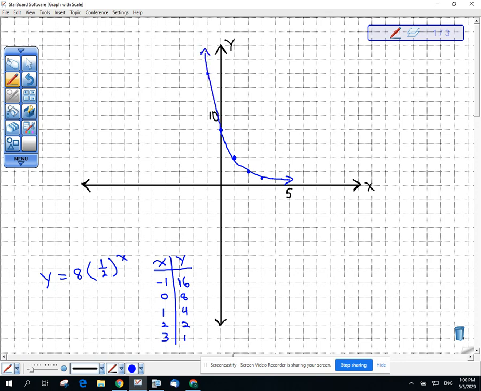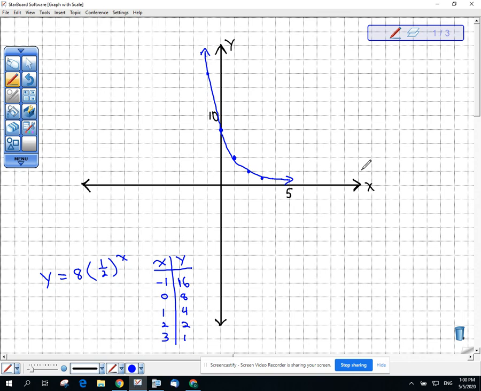Show that curve, use arrows to show that it continues in those directions, and definitely make sure that in this space right here, you don't have something that coincides with the x-axis or crosses the x-axis. That would basically demonstrate that you don't have full understanding of what these do. This is going to continue to get closer and closer to the x-axis, but stay in the first quadrant, okay?